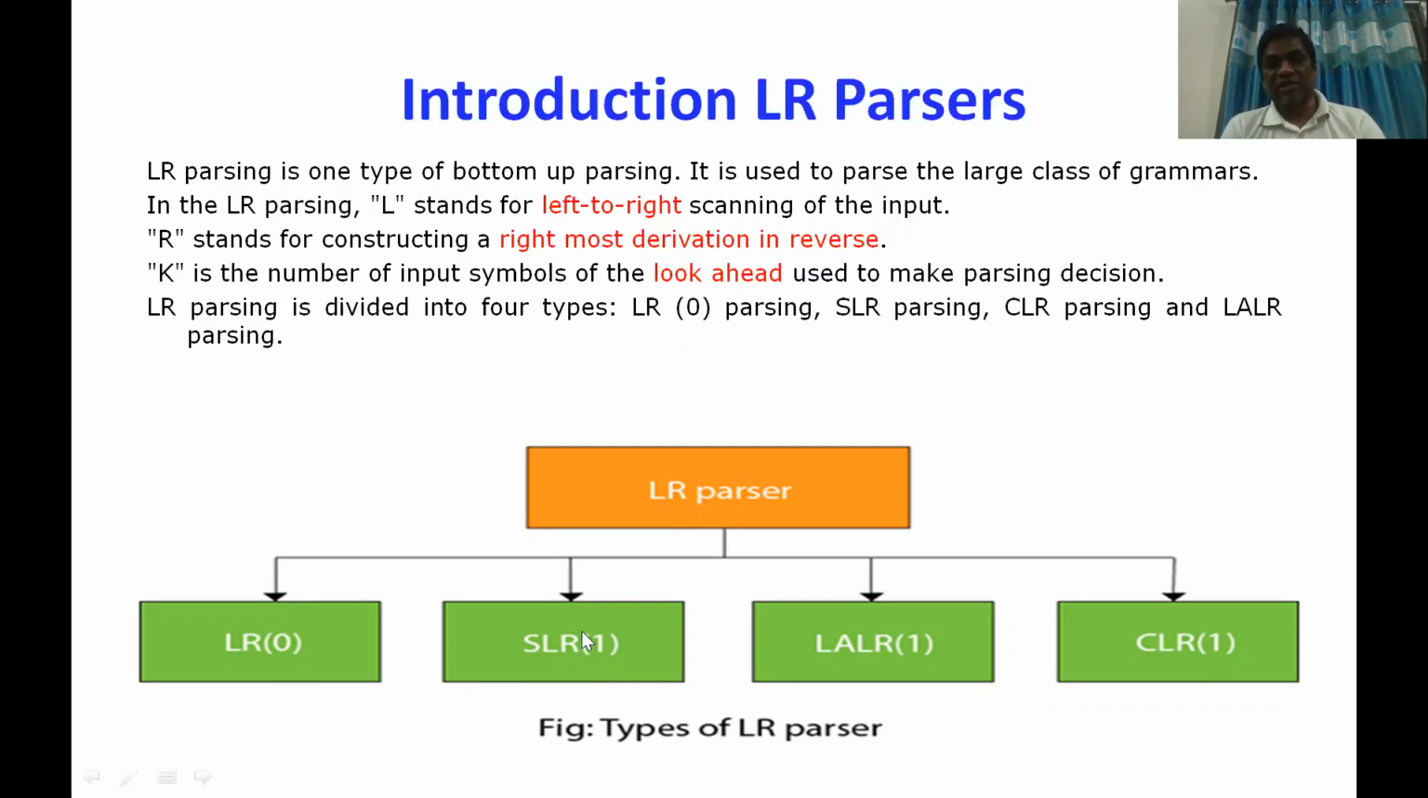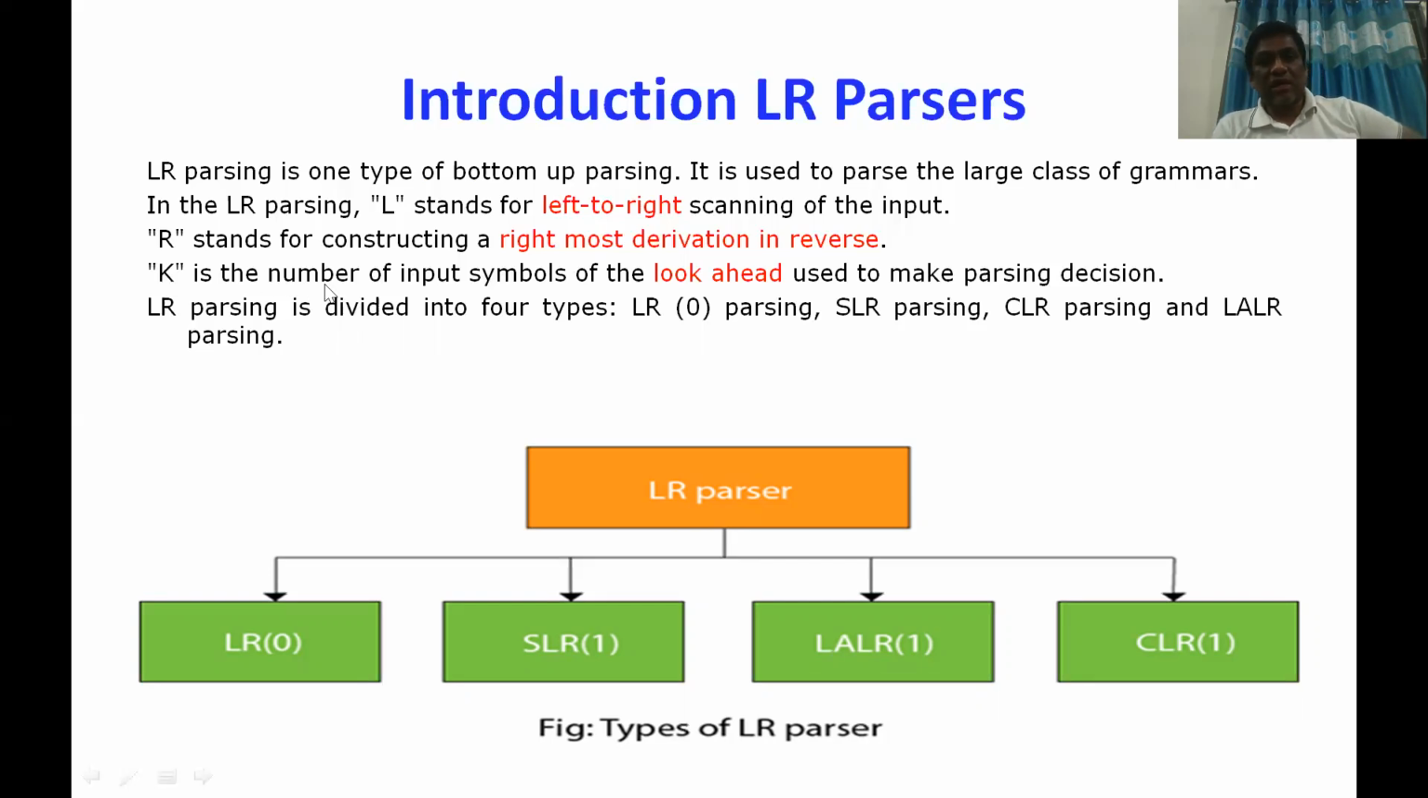Four types of parsers are available. In each of them, LR stands for: L stands for left to right scanning of the input, so the input is always scanned from left to right. And R stands for the construction of derivation trees in rightmost derivation in reverse, RMD in reverse. I have shown an example for this bottom up parsing. I have shown this RMD in reverse also at the beginning slide.